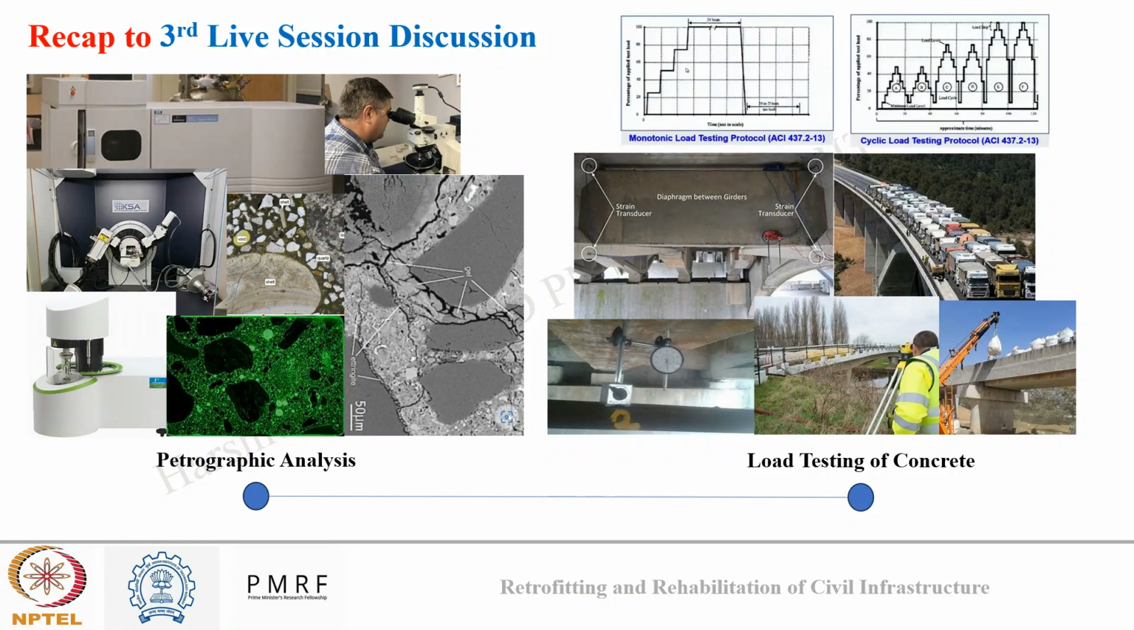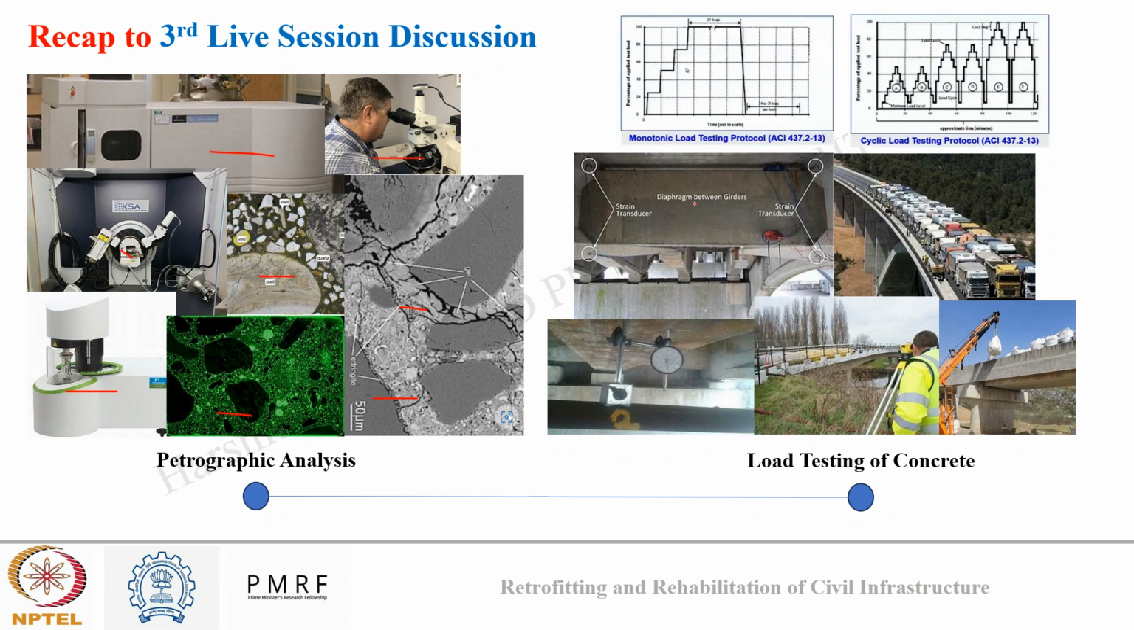We saw examples like ICP, AES, XRD, and TGA, and different microscopies and their applications, like for finding void content or properties of interface or cracking in concrete due to different kinds of chemical reactions that can occur due to environmental aggressive ions.